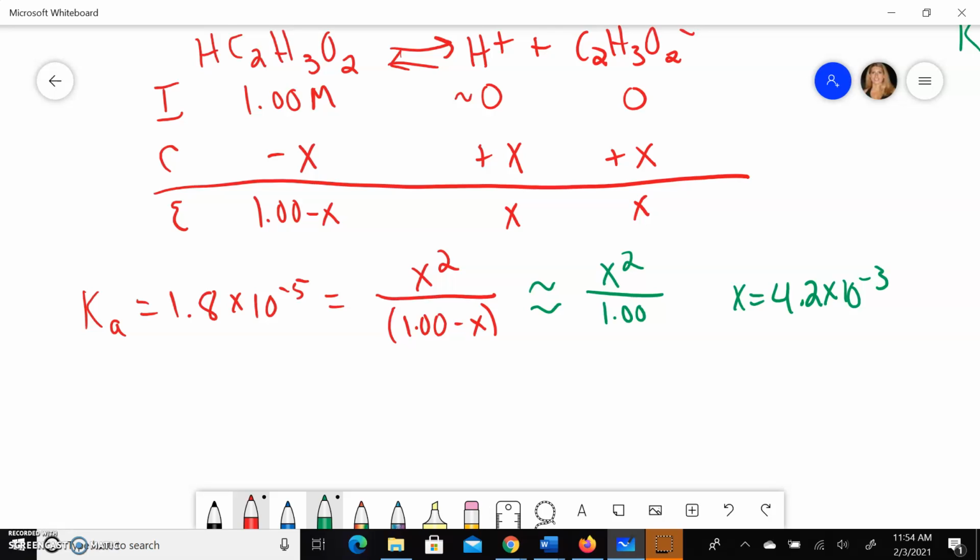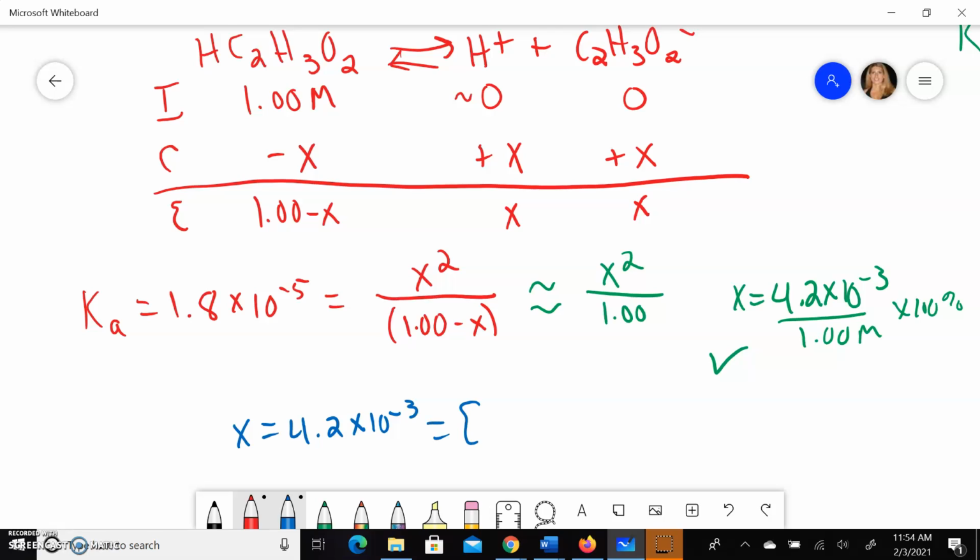And the assumption is good if you type in X over the original concentration. So you can put that over the original and then times 100. It gives you a very small percentage. So the assumption is good. And we can go ahead and assume that X equals 4.2 times 10 to the negative 3rd, which is the concentration of H+.